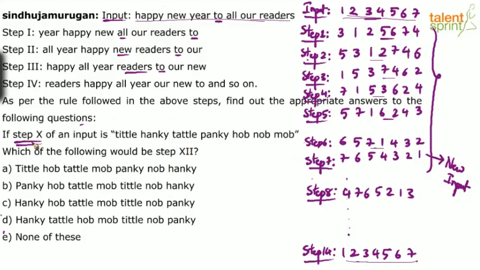Step 10 is given to us. He is asking us to find out which of the following will be step 12. Are you able to follow? Now, how do you answer this question? There are two ways of doing it. One is follow that logic of, in the first step we'll move 3rd and 4th. In the second step we'll move 4th and 5th. In the third step we'll move 3rd and 4th. In the fourth step we'll move 4th and 5th.